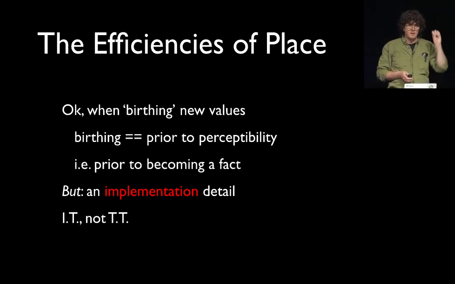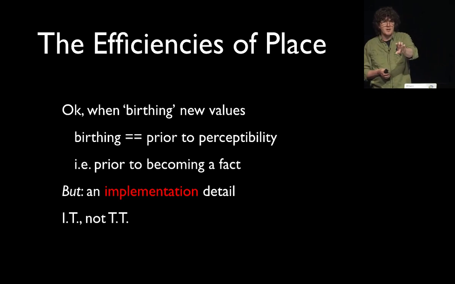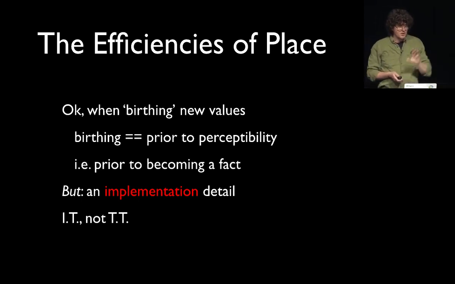Of course we have to use places, right? Computers have memory and they have disks. But what's important is that our program is not about places, right? It's information technology. It's not technology, right? We've taken abstractions of the technology and raised them up to being what the program is about. And that's an error. There was a reason why we had to do it, but we don't anymore.